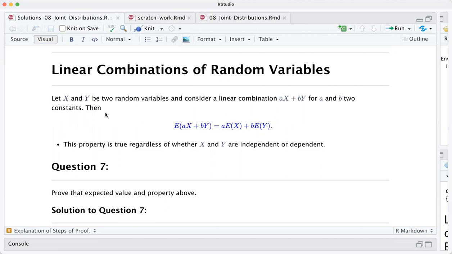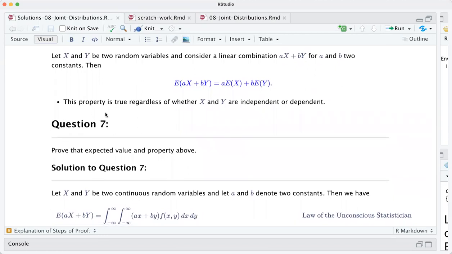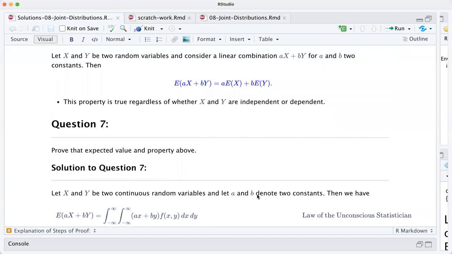Let's prove this property. I'm just going to scroll down and reveal one line at a time at the bottom of the screen. If x and y are two continuous random variables, and let me just say this holds for discrete random variables as well, the proof would be exactly the same, except our integration symbols would be summation symbols. So I'm going to prove this for the continuous case. So x and y are two continuous random variables, and a and b denote two arbitrary constants.